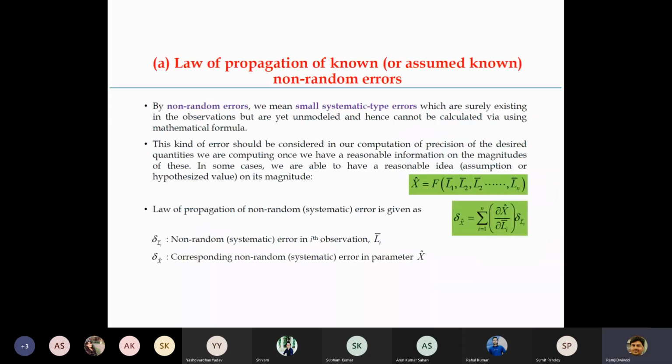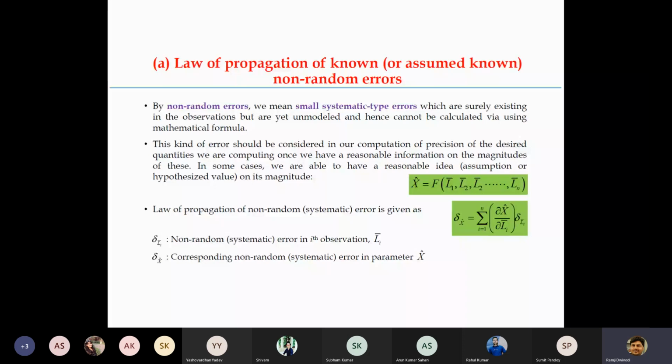Okay, so we are moving towards the law of propagation of known non-random errors, or you could also say assumed known. By non-random errors, what we mean? We mean small systematic type errors which surely exist in the observation, but are unmodeled and cannot be calculated using a mathematical form. As I've told you in some previous classes, there would be some undetected systematic errors in the system that you would probably have missed, but they would be traveling through the system and you would be treating them as random errors, but that is not the case.